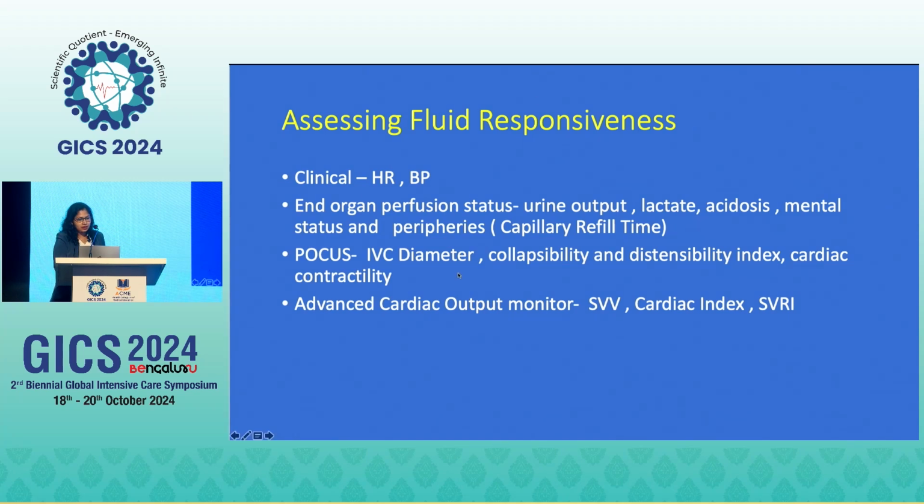And now we have heard the previous speakers talking about the CRT, capillary refill time. This has made a big comeback, and again, the ANDROMEDA-SHOCK trial is the one trial that we know of in recent times about CRT. It is also adequate. In our clinical practice, we are very well versed with feeling the patient's peripheries during our clinical rounds to assess their end organ perfusion.